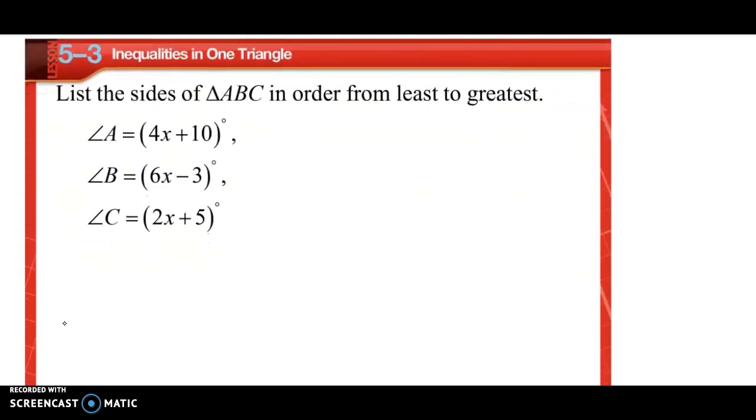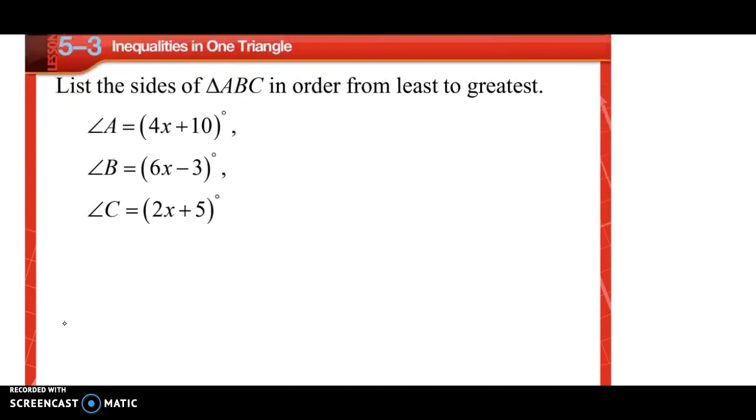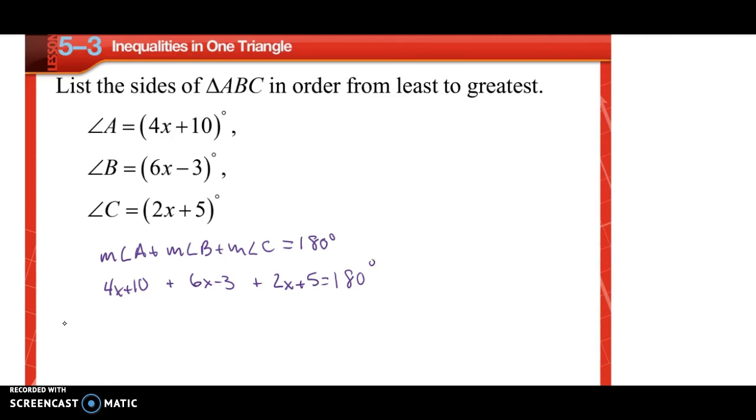This one lists the sides of a triangle in order from least to greatest. So they give us the angles. We know the sum of the angles equals 180. So from here we can say, okay, the measure of angle A plus the measure of angle B plus the measure of angle C all equals 180 degrees. So we know that the measure of angle A is 4x plus 10 plus 6x minus 3 plus 2x plus 5 equals 180 degrees. When we go through and solve this, you end up with x equals 14.